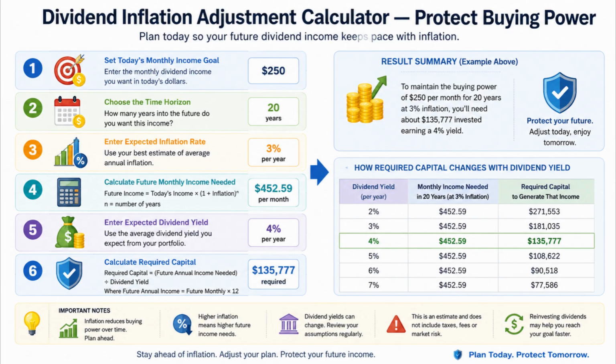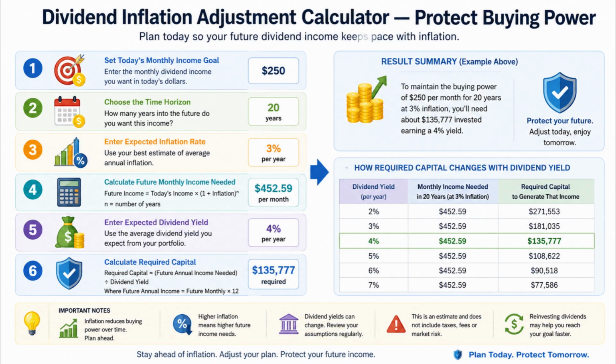Next, we choose the time horizon. Here, the example uses 20 years. This means we are calculating how much monthly dividend income may be needed 20 years from now to maintain the same lifestyle value. After that, we enter the expected inflation rate. In this example, the inflation rate is 3% per year.